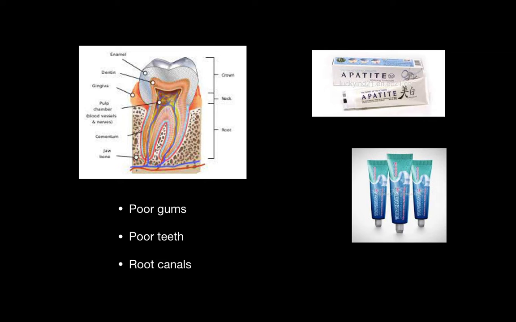This is not a statement that's been evaluated by the FDA. However, I do know that certain toothpastes contain fluoride, which forms a chemical reaction with the apatite in our bones and strengthens them, which is why fluoride is given in toothpaste. And to the right, you could see a couple of examples of toothpastes that contain apatite in them.